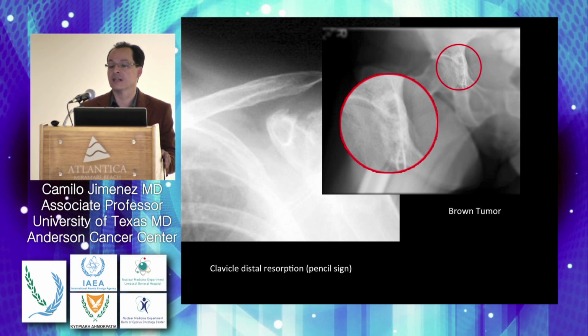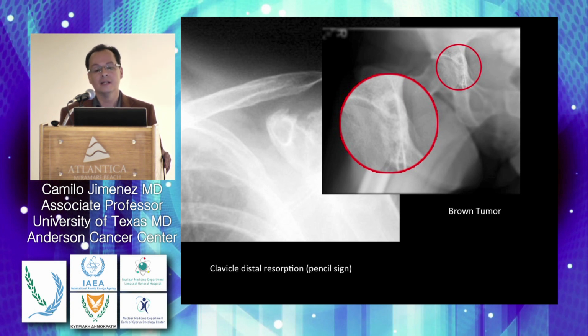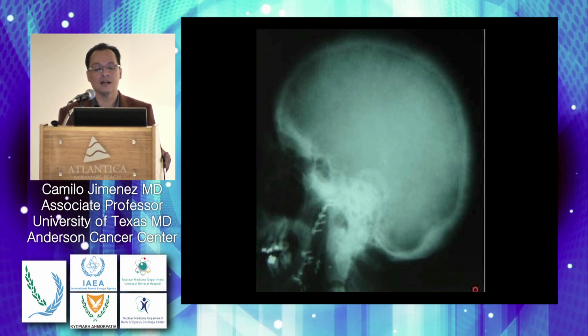Another important clinical finding, radiographically speaking, is the distal clavicle resorption, or the pencil sign, that we may see in clinical practice rarely, as well as the presence of brown tumors located, for instance, here in the pelvic area. In addition, patients may have the classical abnormalities related to an increased bone turnover in the skull. This is the salt and pepper manifestation of primary hyperparathyroidism.